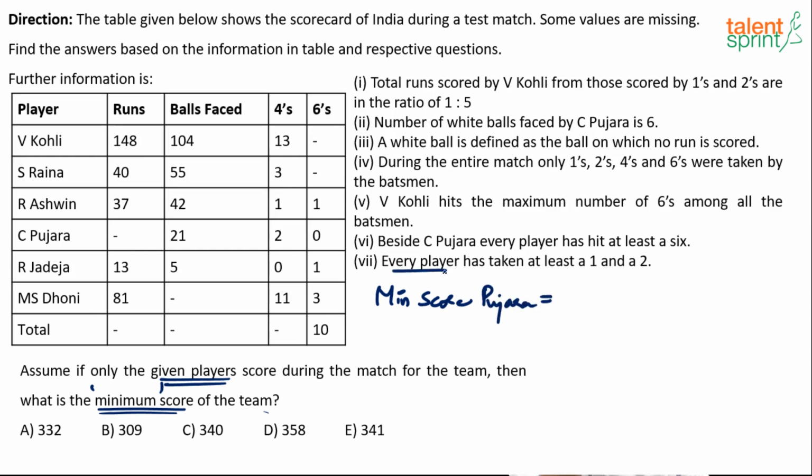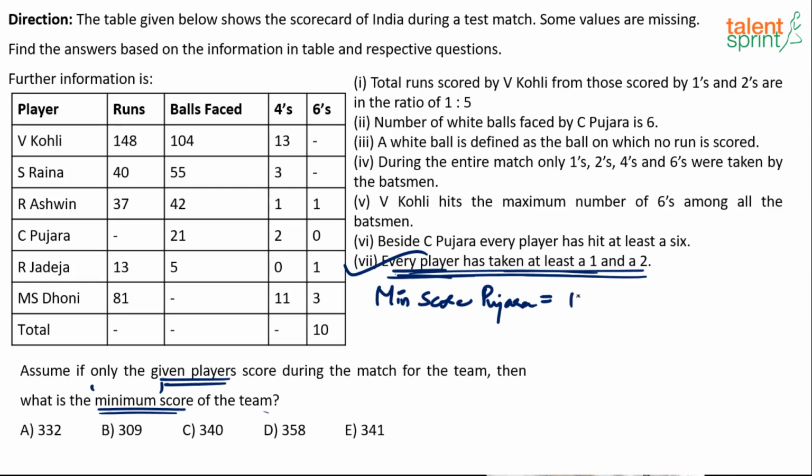We know that every player, this point is very, very important. You should not forget this point. You cannot say he has taken no single and no two. For minimum, you can say 0 singles and 0 twos, but keep in mind that every player has taken at least 1 single and 1 two. Each player has taken at least 1 single and 1 two. So keeping that in mind, what can be the minimum score of Pujara?